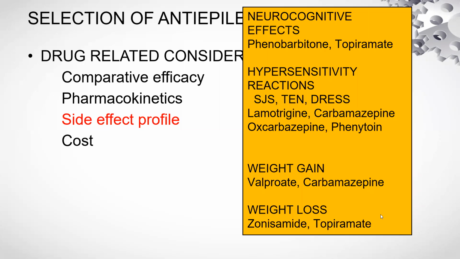Some drugs like valproate and carbamazepine can cause weight gain, while other drugs like zonisamide and topiramate can cause weight loss. Although these side effects can be utilized for the advantage of patients. For example, in a patient who is of thin build, we can use valproate and carbamazepine, and in a patient who is obese, we can use zonisamide and topiramate. Cost is also a deciding factor, especially in a developing country like India.